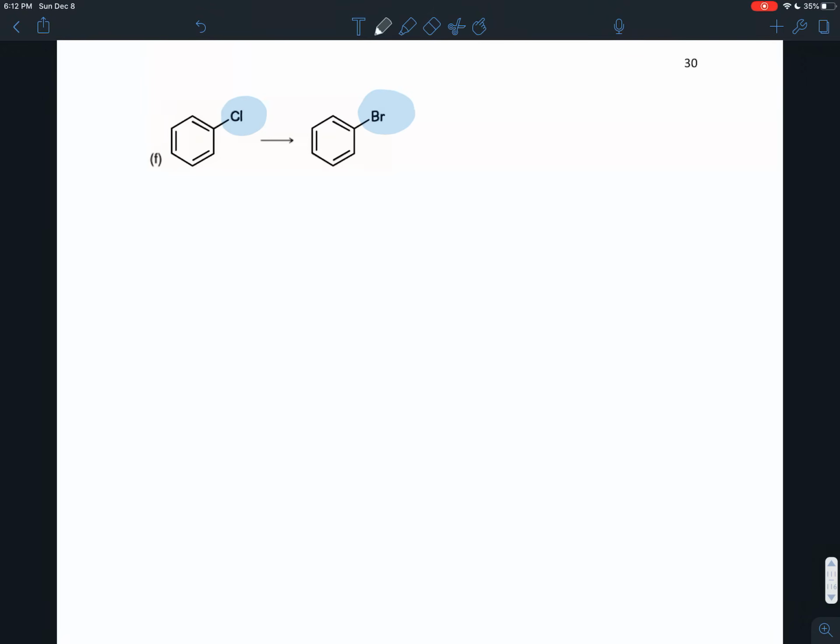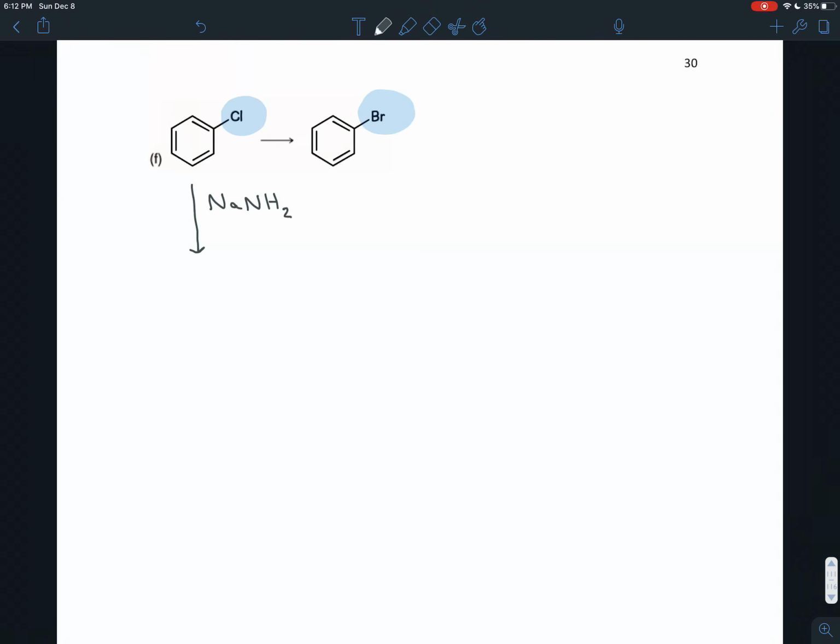Unless we do a substitution reaction. Chlorine is a good leaving group. Maybe we can use a really strong base. Maybe, and you might remember the reaction elimination addition. It produced the benzyne intermediate. What you would need is a strong base. Here, a useful one would be sodium amide.